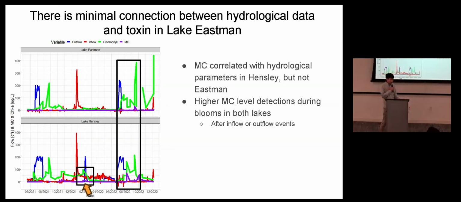The lack of correlation between toxins and hydrology in Lake Eastman could be due to minimal microcystin detections. And just like the scatter plot we saw from before, microcystin detections usually occur with higher levels of biomass. The majority of high detectable microcystin observations do not directly align with outflow or inflow, but we do see them to be delayed afterwards, in the same spots that we saw chlorophyll.